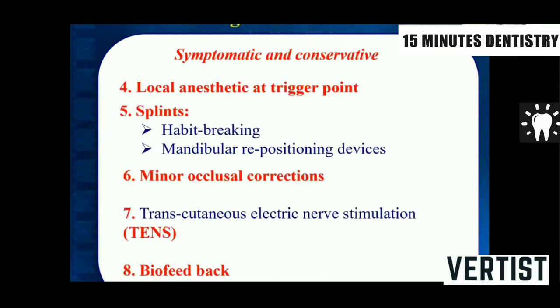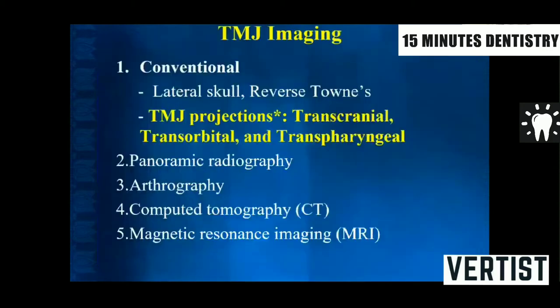For trigger points, you can use local anesthetic injections. If you feel there are some parafunctional habits the patient shows, use habit-breaking appliances, repositioning devices. If there's some occlusal corrections to be done, do that. You can also try transcutaneous electric nerve stimulation or TENS, which has been successfully used for these patients. And another very important thing is biofeedback. So remember, MPDS, I have to break the vicious cycle. So if you remember the cycle, you will be able to write the management. All right? Prognosis is still unpredictable.